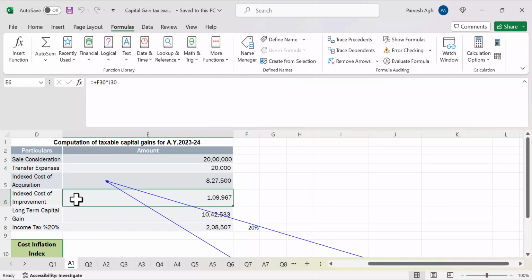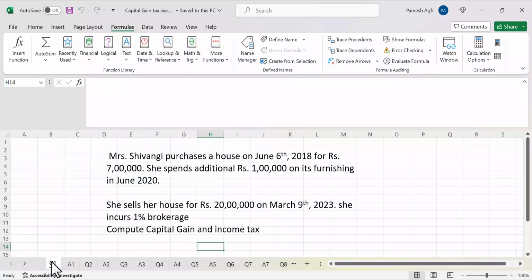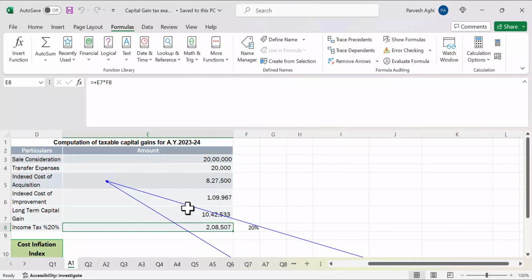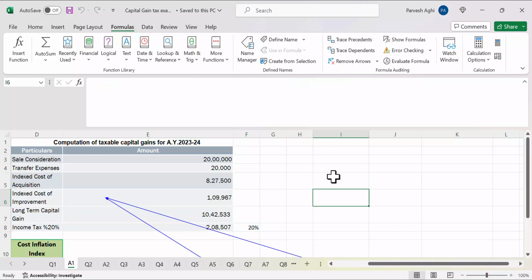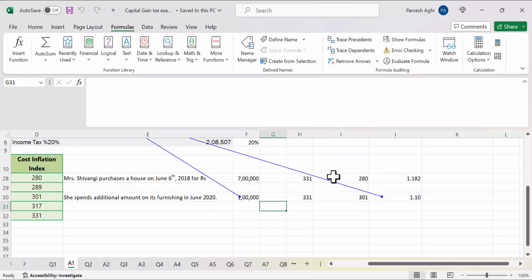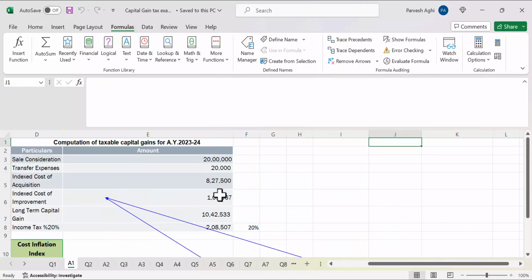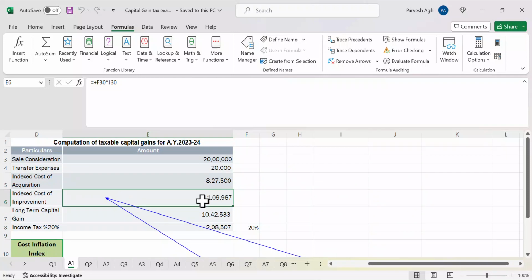Similarly, the cost of improvement is 1 lakh, and this was done in 2020. So I'll just remove these arrows and trace here. It is basically 1 lakh improvement, which was done in 2020. The index was 301 at that time, and when selling it was 331, so about 10% higher, or rather rounded off to 10%, but it's not exactly 10%, so it comes to 1 lakh 9,066.